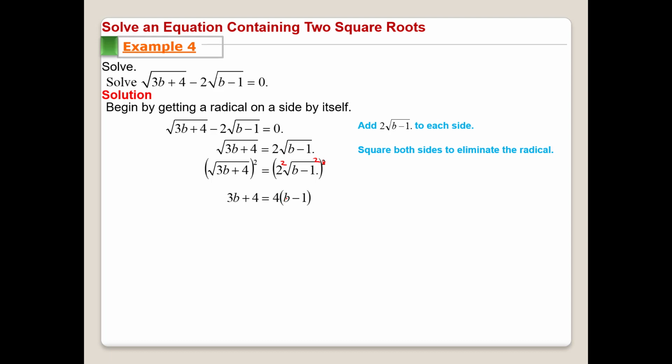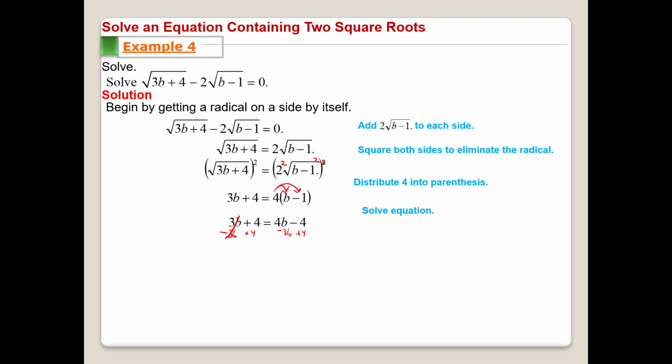All right. So now let's distribute that 4 inside the parentheses. So we're going to take 4 times b, which will give us 4b. And we're going to take 4 times negative 1, which gives us negative 4. So we should get 4b minus 4. And we do. Okay. So now we just need to solve the equation. Solve for b here. So what we need to do, since 4 is bigger than 3, let's go ahead and subtract 3b. So we have a positive b value. And let's go ahead and just add 4 to both sides.